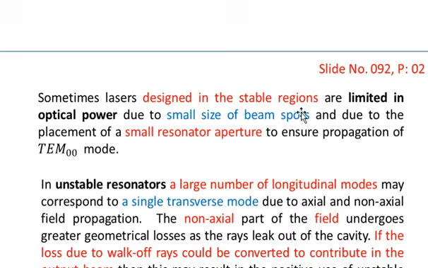Sometimes lasers designed in stable regions are limited in optical power due to the small size of beam spots, and this small size is due to the placement of a small resonator aperture. A small resonator aperture is placed within the resonator to obtain a TEM00 mode, which is the transverse electromagnetic mode, 00 mode. This is the best mode in the laser, and to generate it we need to place a small resonator aperture, which also makes the beam spot smaller, and of course the optical power is also limited by this aperture.